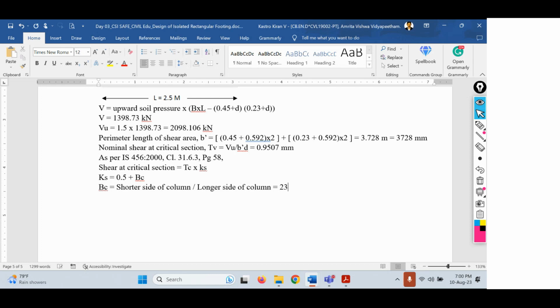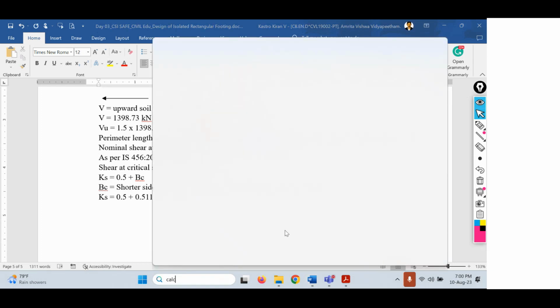The shorter side of the column is 230 mm and the longer side of the column is 450 mm. So the ratio will become 0.511. From this, the Ks value can be found out. Ks equals 0.5 plus beta c, and beta c is 0.511. So obviously it will be greater than 1. 0.5 plus 0.511, let me just calculate. I'm not sure about the exact value.